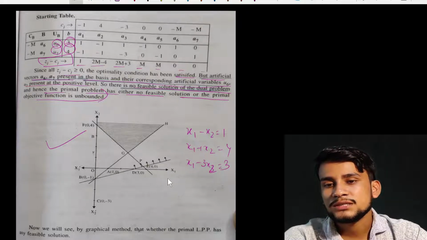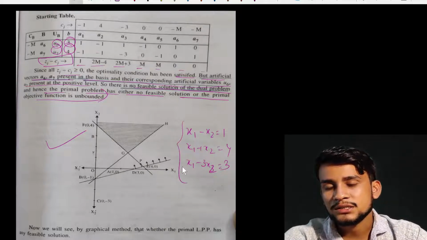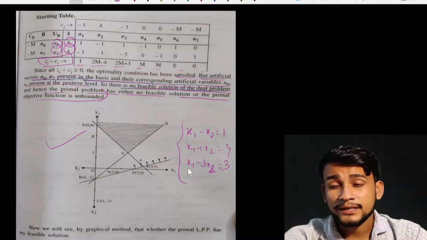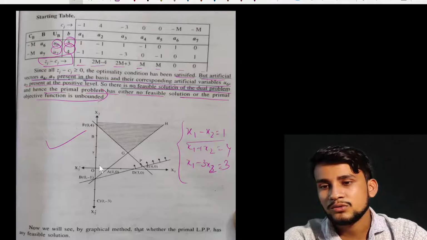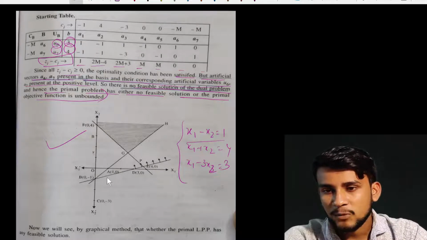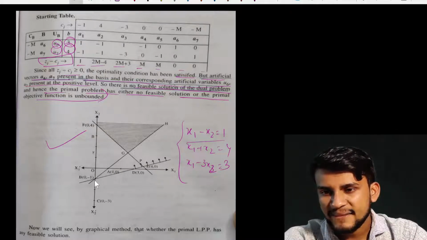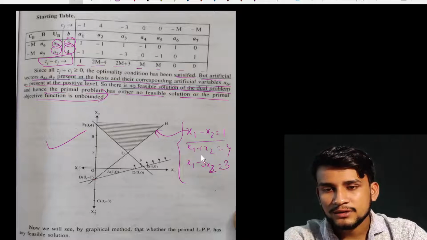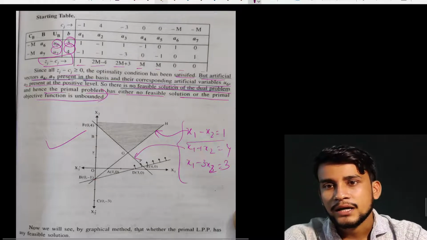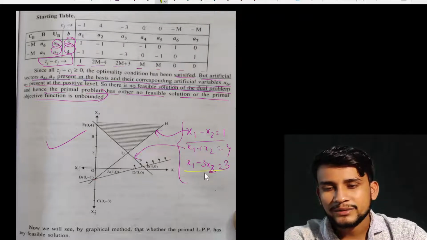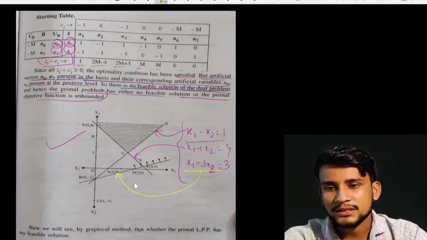So these are the three equations corresponding to the primal inequalities, or the constraints of the primal problem. So x1 minus x2 equal to 1, this is the x1 minus x2 line. And x1 plus x2 equal to 4, so this is the line x1 plus x2 equal to 4. And the next one is x1 minus 3x2 equal to 3, this is the line x1 minus 3x2 equal to 3.